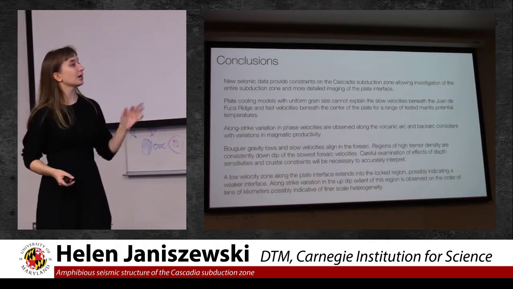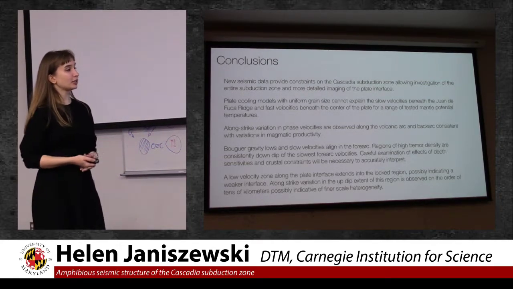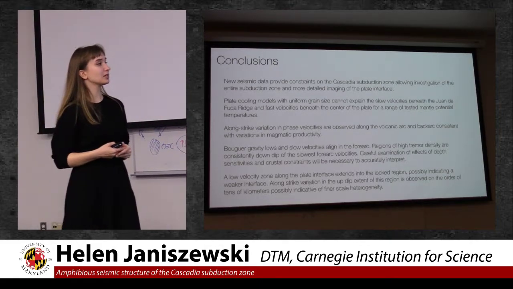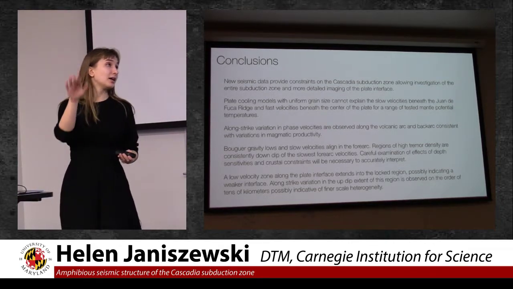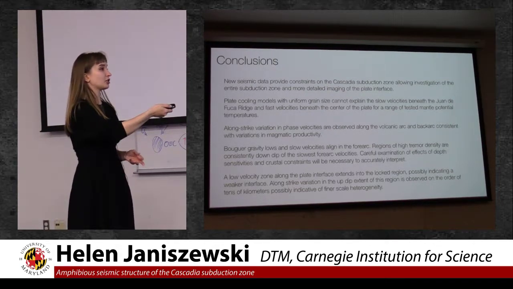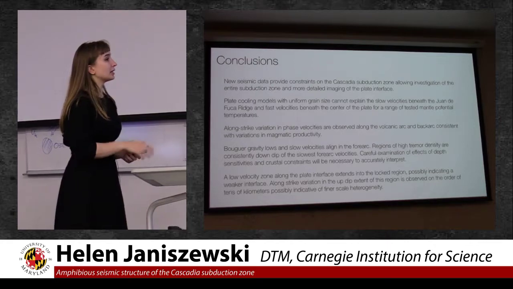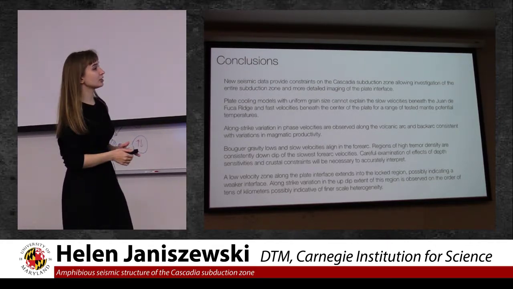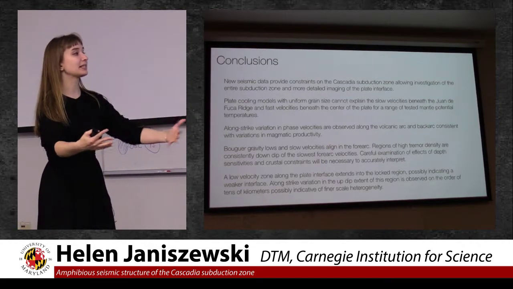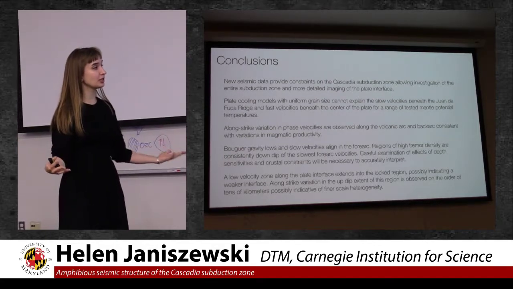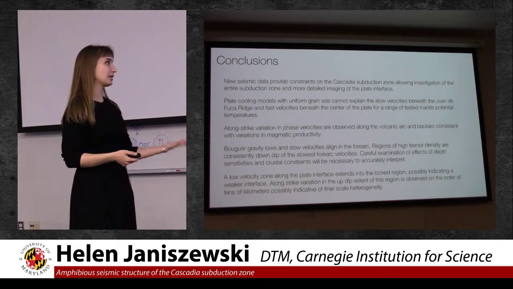Variations in the forearc, the slow velocities, seem to align with Bouguer gravity anomalies, and regions of high tremor density are consistently down dip of the slowest forearc velocities. We'll still need to do a more careful examination of the effects of the slow accretionary wedge to determine where in depth these velocities are coming from, but it suggests interesting variations along strike. And we see, at least in places, that a low velocity zone seems to be extending into this broadly locked region. However, it seems like there's heterogeneity along strike, perhaps indicating a more complex plate interface structure.